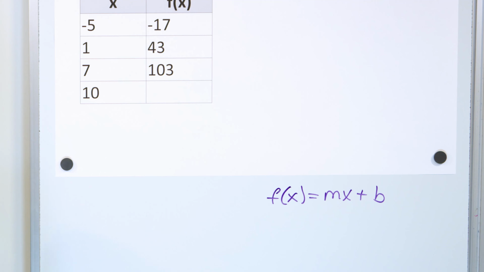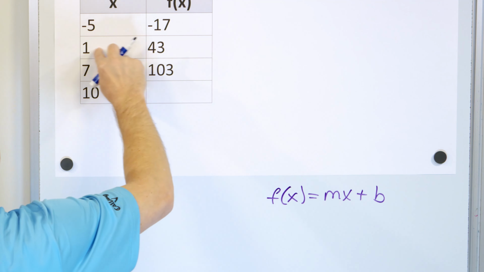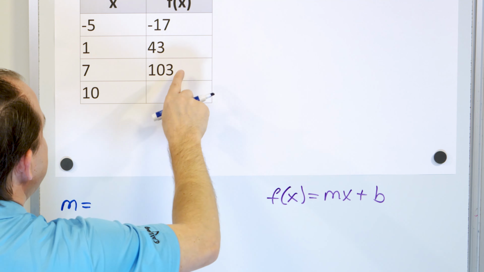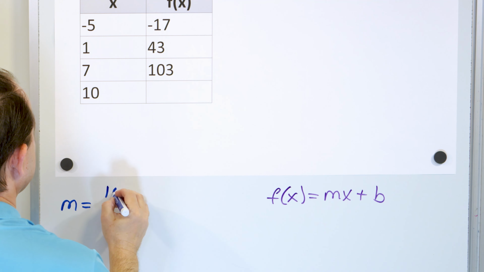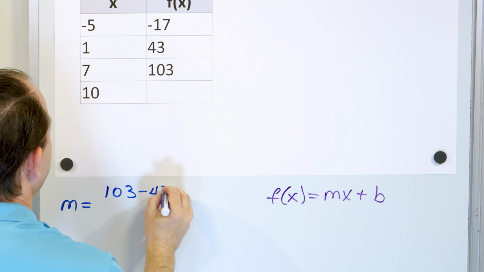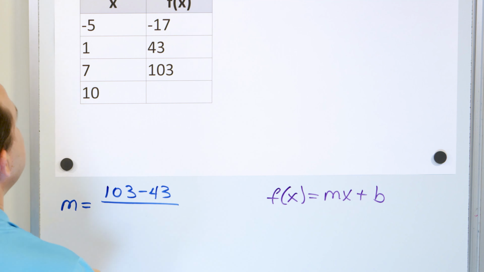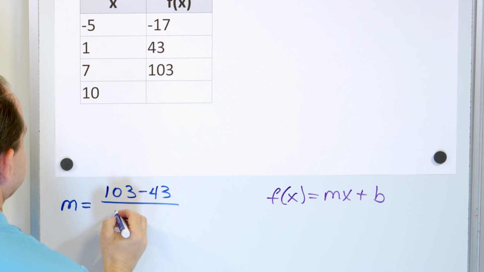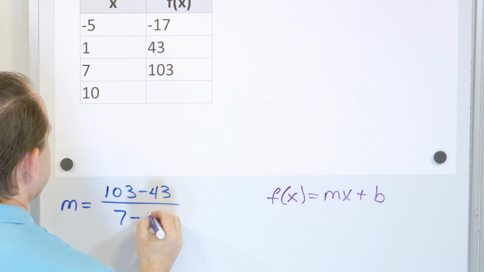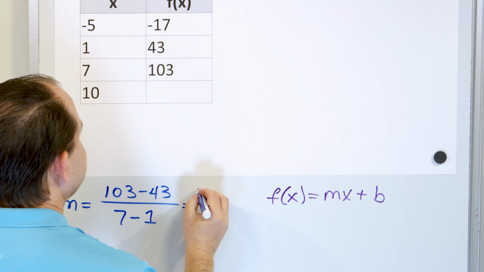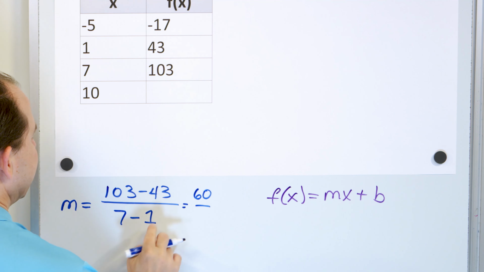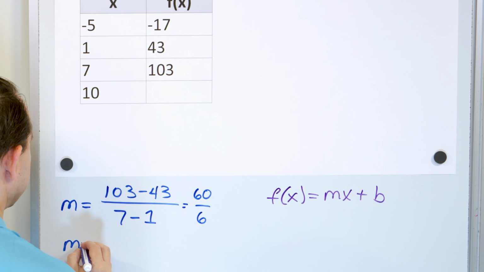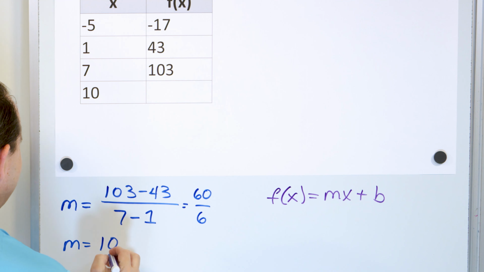And then we know that we can find the slope because we have multiple points here, and we only need 2 points. So I'm going to pick these 2 points just to make it, it's not really easy, but I'll just do that. 103 minus 43. Subtract the y values, right? And then after that, it's going to be 7 minus 1. So what I'm going to get here on the top is 60. On the bottom, I'm going to get 6. And so the slope here is going to be 60 divided by 6, which is going to be 10.